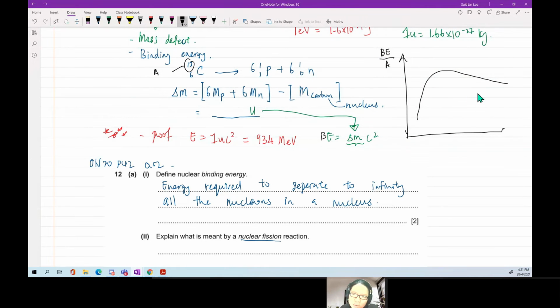I know there are some zigzags, but I don't care about those. That one, we leave it to the chemistry people. What we care about is this magic number, 56. Everybody wants to be 56, okay? So anything that is smaller than 56 will undergo this process called fusion. Fuse together, become big. Everything that is bigger than 56 will undergo fission. Break apart, become smaller. Everybody wants to be 56. This is iron.